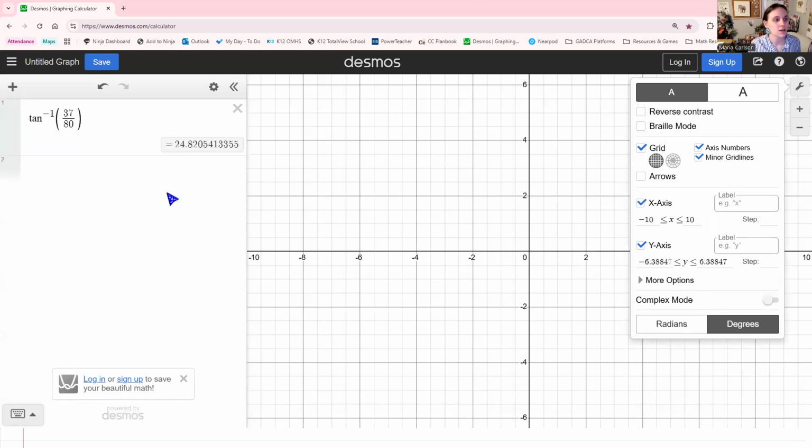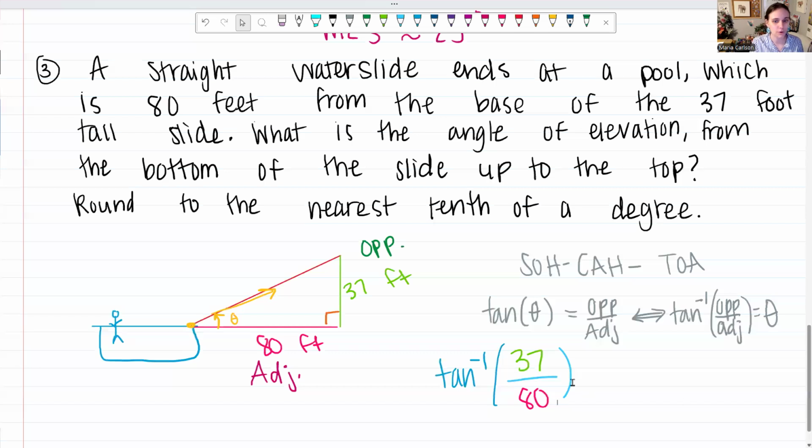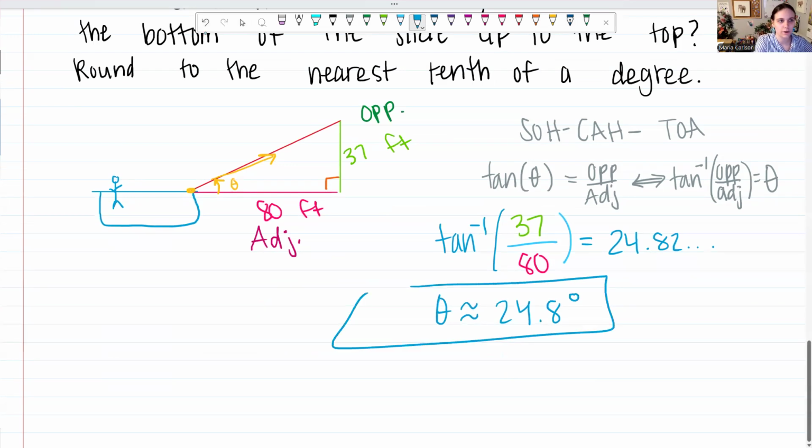I always double check. Now we are rounding to the nearest 10th, which is what the problem told us, which means I don't really want anything past this 8 here. The 2 next door is not large enough for us to round up, so I'm just going to leave this at 24.8. So tangent to the negative first power, which reads as inverse tangent of that 37 over 80, gave us 24.82 and so on as our theta. So that angle is approximately 24.8 degrees.